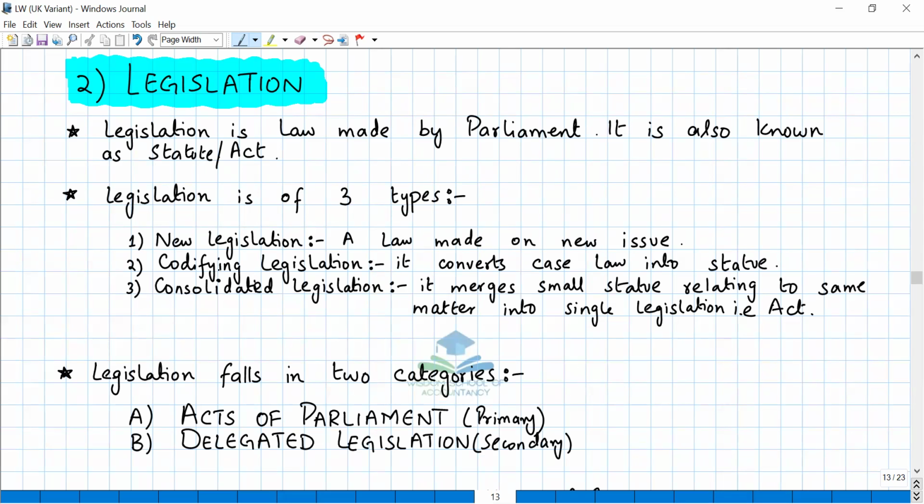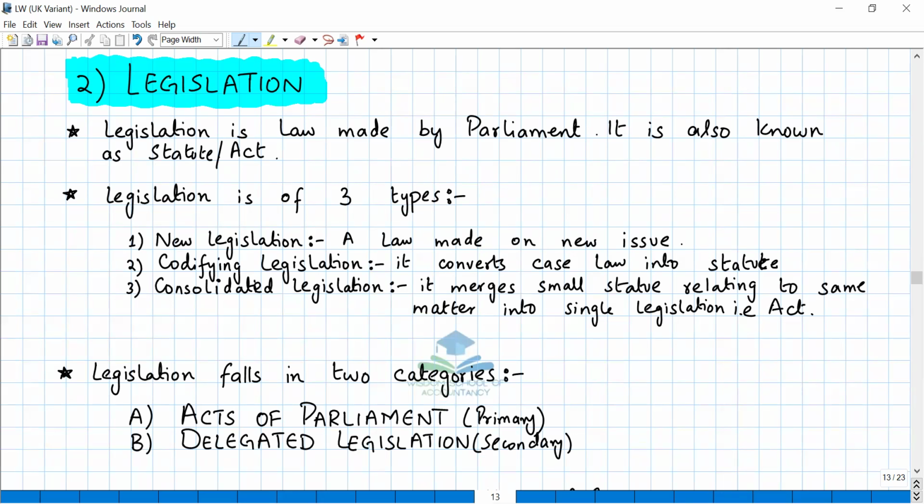Legislation is of three types. New legislation means a law that is made on a new issue. Codifying legislation converts case law into statute. It's very important. For example, there was a certain decision that was made by a judge, and the parliament wants to make the law regarding that decision. They want to make that decision a law, so they can convert that into statute. That is known as codifying legislation.